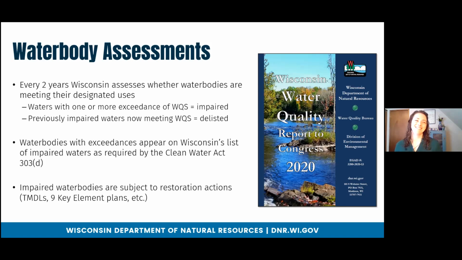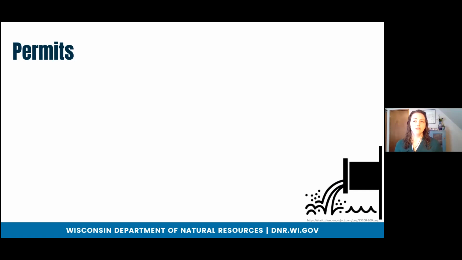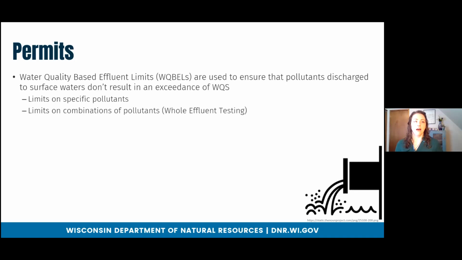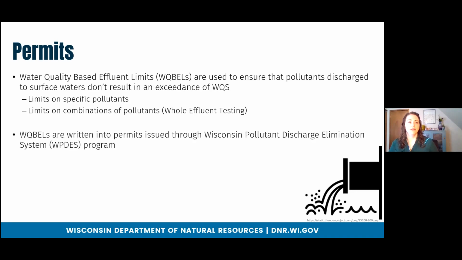good quality. So the next way that we use our water quality standards is in permits. We issue water quality based effluent limits, or sometimes they're called WQBELs, to ensure that pollutants that are discharged to a surface water don't result in an exceedance of the water quality standard. And so sometimes we have limits on specific pollutants, and sometimes we have limits on the total amount of an effluent that can be making up that discharge or making up the stream or water body that it's being discharged to. And WQBELs are written into permits that are issued through our WPDES program, which stands for Wisconsin Pollutant Discharge Elimination System.